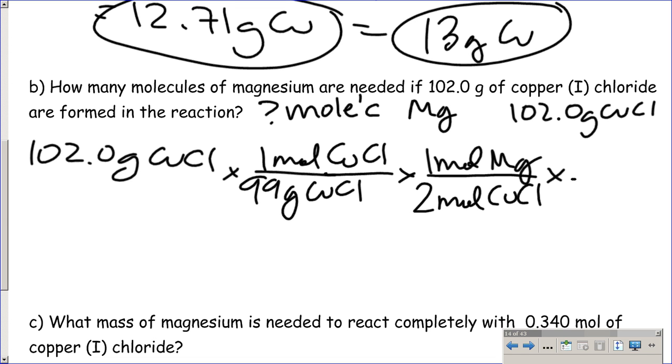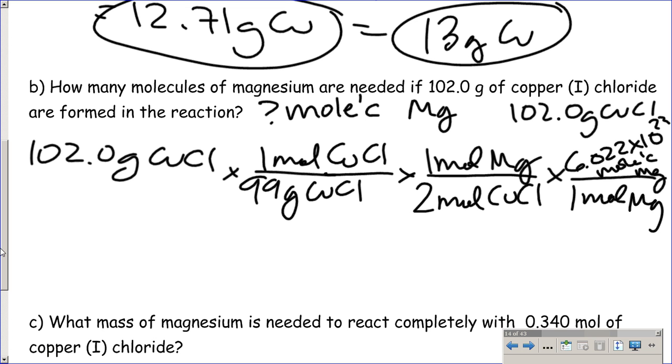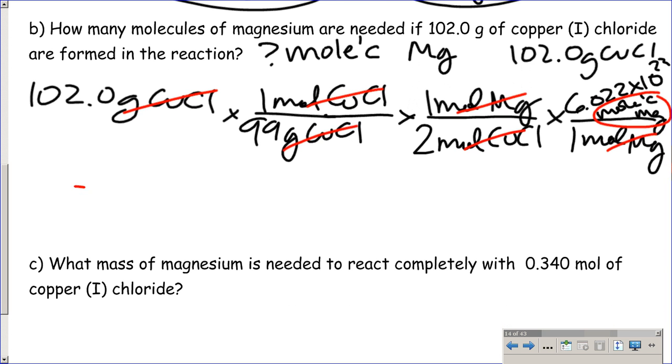Alrighty. Oh, so close. Molecules of magnesium. Good. 6.022 times 10 to the 23rd molecules of magnesium is equivalent to what? 1 mole of magnesium. Right. It's always about that mole. Grams of copper(I) chloride, moles of copper(I) chloride, go away. Moles of magnesium, go away. Stuck with molecules of magnesium. Makes me happy. We're done with this one.